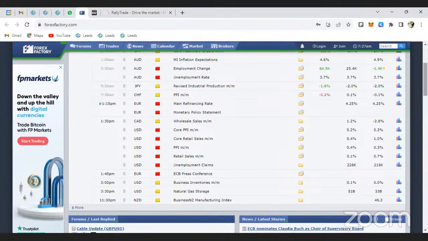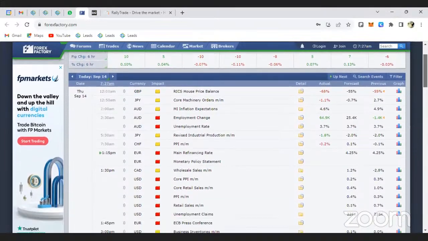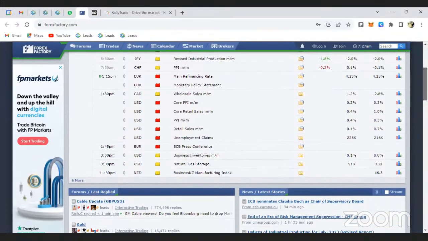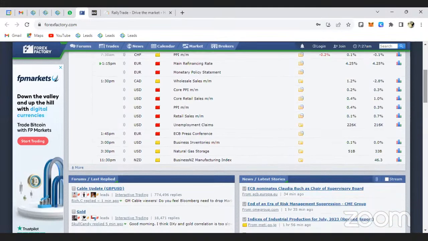That's wholesale sales, right? Yes. So basically, we are expecting a drop, an increment rather. Then also for the best part of today, we have the PPI coming out, the core retail sales, the PPI for the monthly and retail sales, likewise unemployment claims. And then by 1:45, we have the ECB press conference.